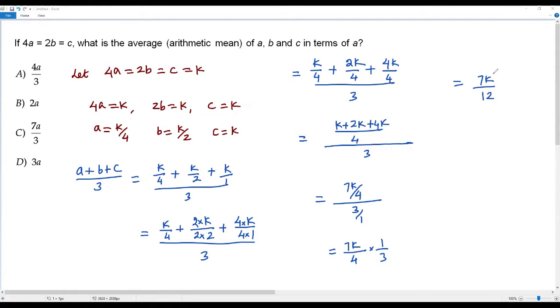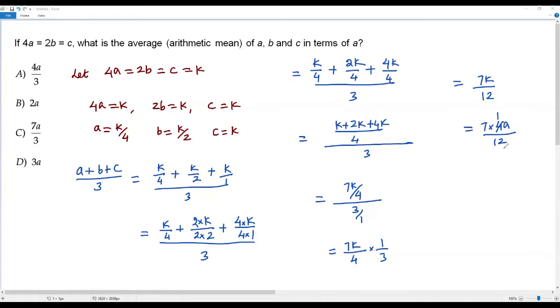Okay, now I got the average of the three quantities a, b and c. But the question asks for the average of a, b and c in terms of a. That is, we have to get this result in terms of a. So already we know that 4a equals k. That is, we can plug in 4a for k. So now let me plug in 4a for this k, because I have to get the answer in terms of a.